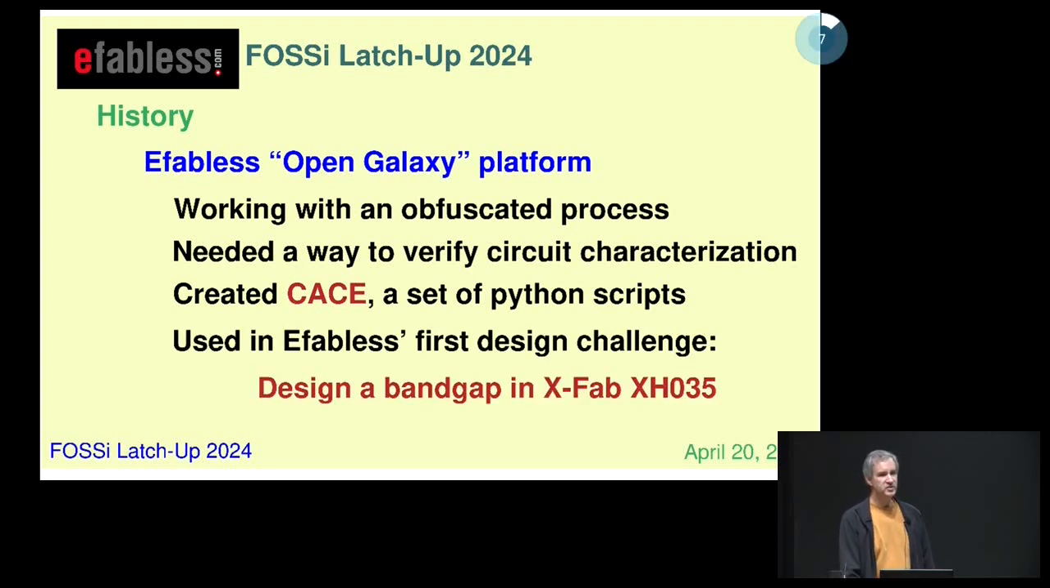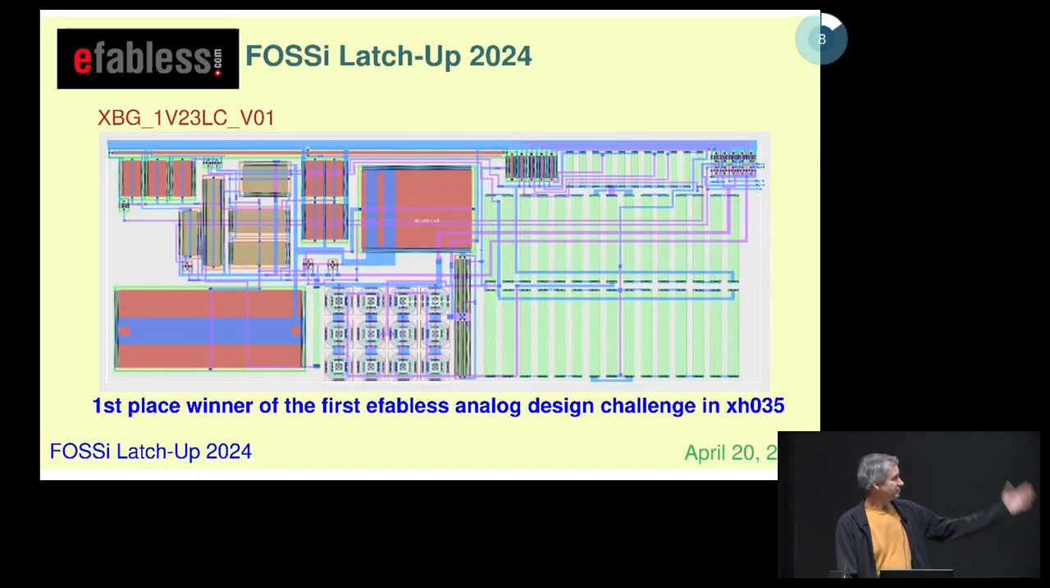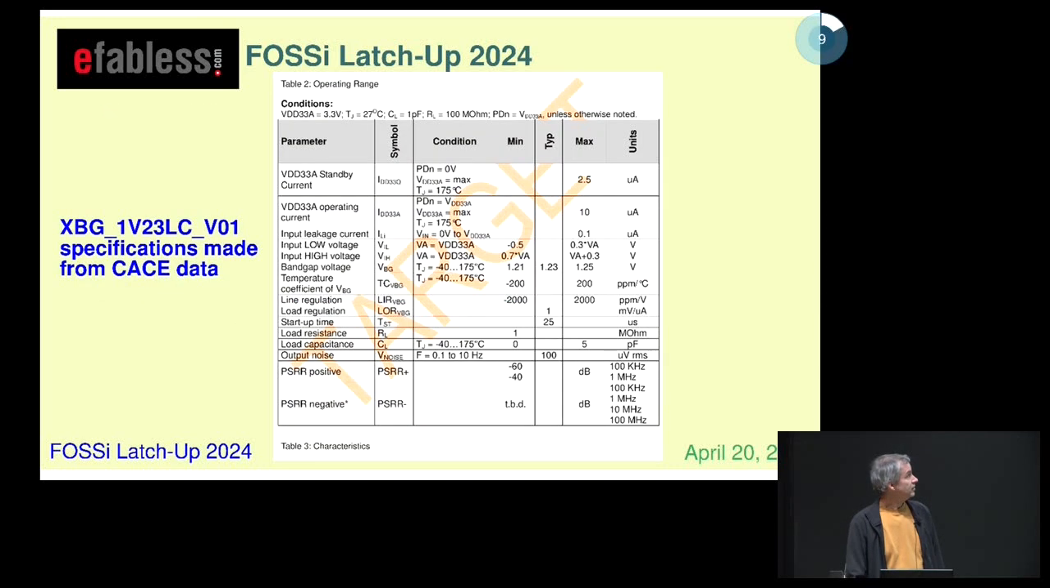And we used that in what was our first analog design challenge, which was to design a band gap in the XFAB XH035 process. People used this system, which I'm going to describe in a bit, and they were able to make good analog circuits without ever being able to look at the primitive devices. They could only simulate through this system. But that's the first place winner, and I believe that's still up in our marketplace.